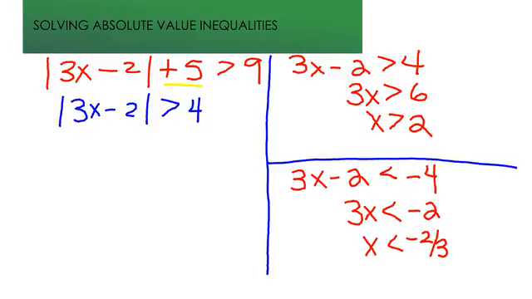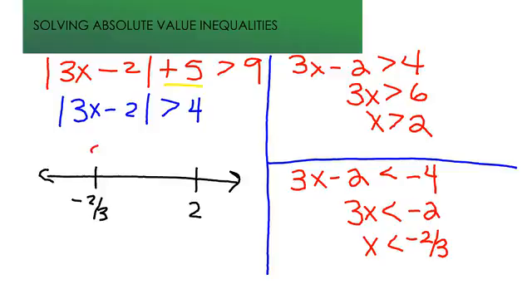All right, so I've got these two right here, and I'm going to graph it. This is my negative 2/3, and this is my 2. This is going to be an open circle because it's not an equal to. It's greater than 2. Remember, this is an or, it's less than 2/3.